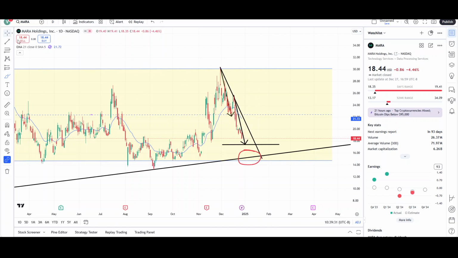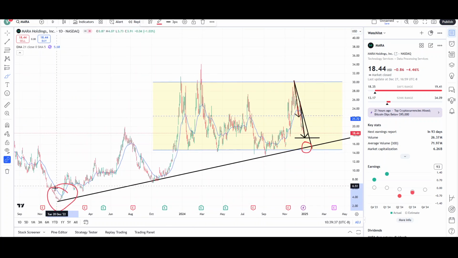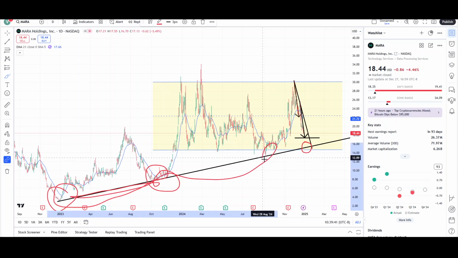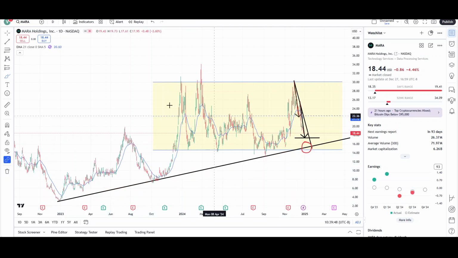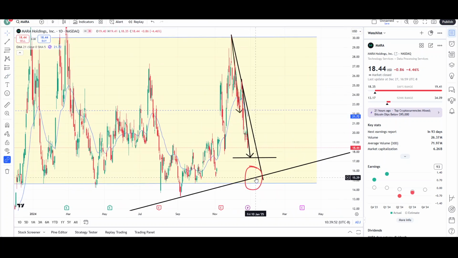That's what this red circle is right over here. And that coincides with that bullish trend line off of the swing lows. You can see that price made a low right here. This low is higher than the previous low. This low is higher than the previous low. And now we could be making a low that's higher than the previous low as well at the $14 level. Mid 14s, probably even the 15s. So that's what that red circle is for.